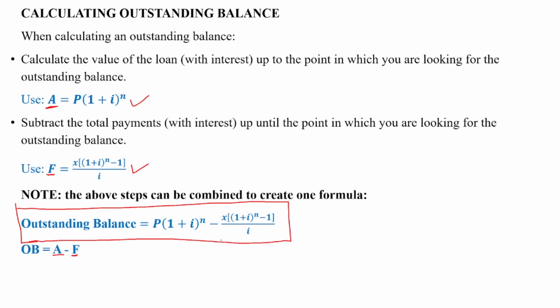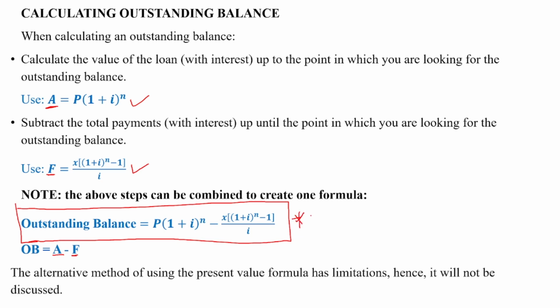This is the method that I prefer. There is another method that has some limitations, so it will be better to use this method. Okay, the other method, I'm not going to use that because it has limitations. For this method too, we use the formula P is equal to X times (1 minus (1 plus i) to the power negative n) over i. We are using the present value formula.